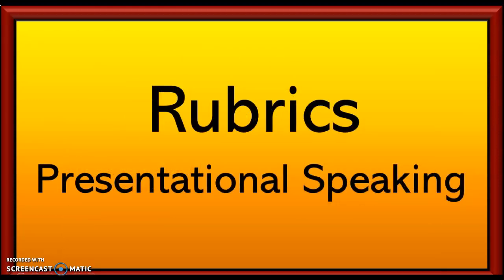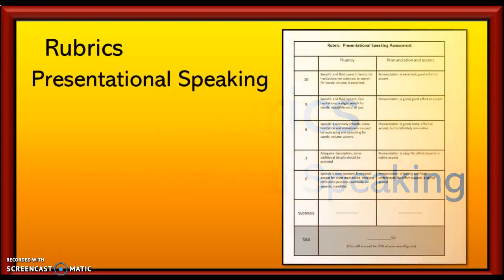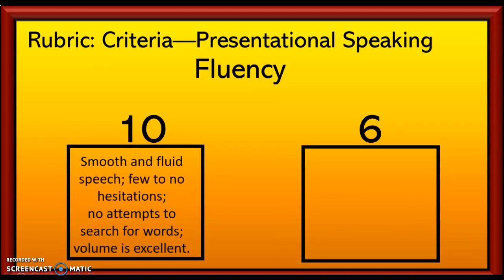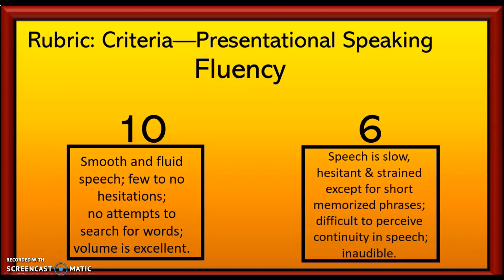You're also going to be graded on your presentational speaking, and that is a part that's going to be posted on a Flipgrid. And for the presentational speaking, we will only be grading 2 categories, your fluency and your pronunciation and your accent. So by fluency, we mean you have smooth and fluid speech, few to no hesitation, no attempts to search for words, and your volume is excellent. So we want you to practice this before you actually record it on Flipgrid. Remember, you can record it on Flipgrid and then delete that one and re-record it. So make sure that you practice it before you turn it in.